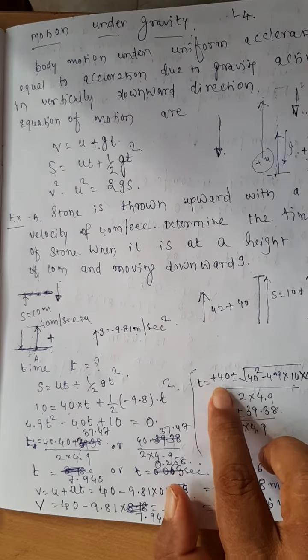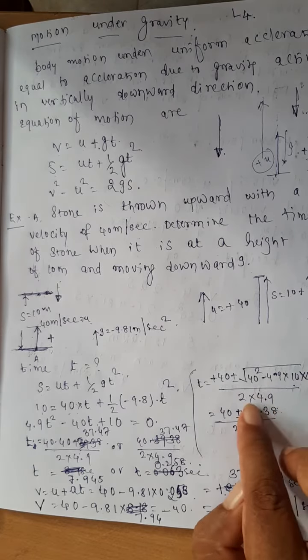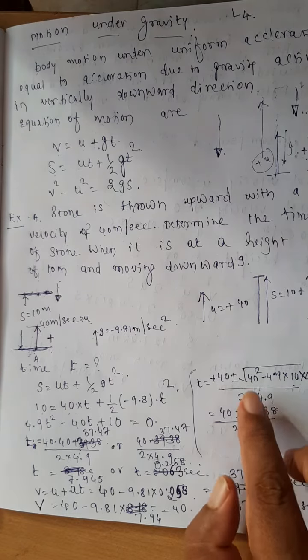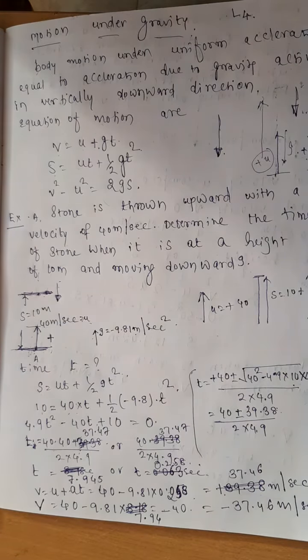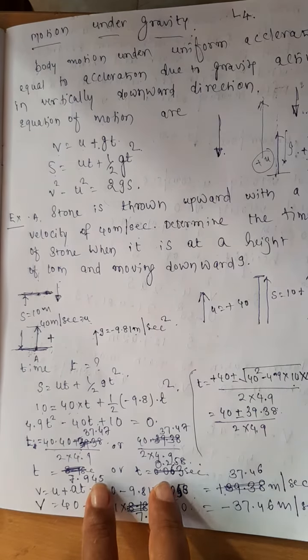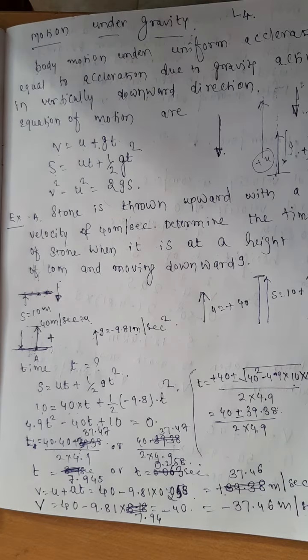Otherwise, minus b plus or minus square root of b square minus 4ac divided by 2a. If you use that particular equation, you will get t as these two values. Now tell me, out of these two values, which is the t required to me?